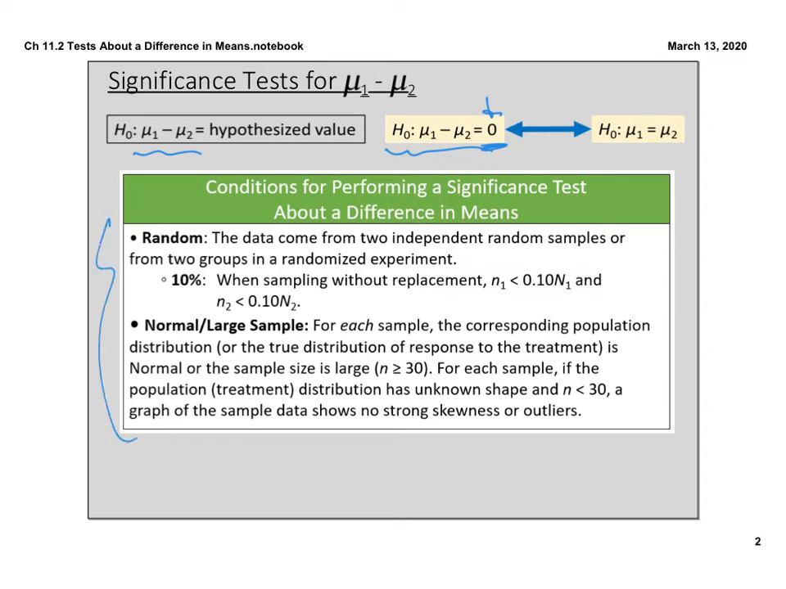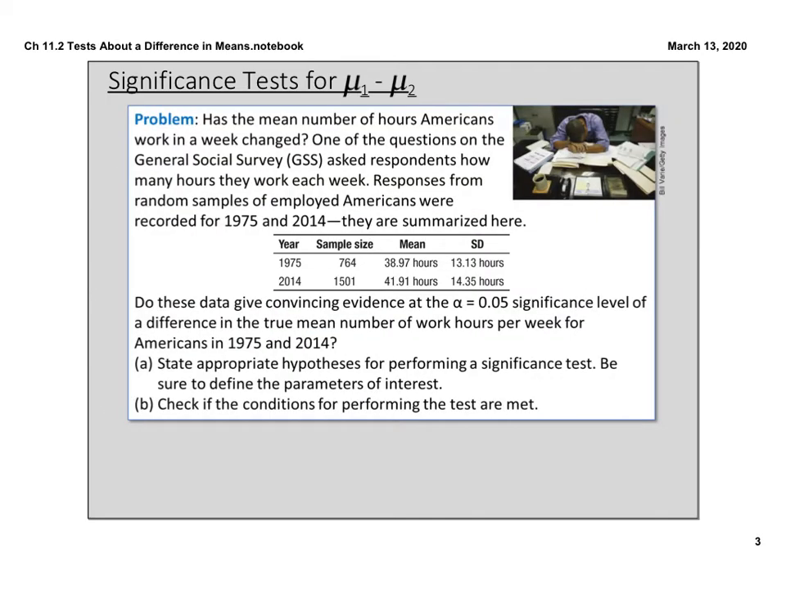Your conditions are still present. You got to show that it's random. You got to show the 10% when you are doing sampling, and you have to do the normal large counts for things that are less than 30. You draw a graph. All of that stays the same. So let's just practice testing those two things, writing the hypotheses and checking the conditions.